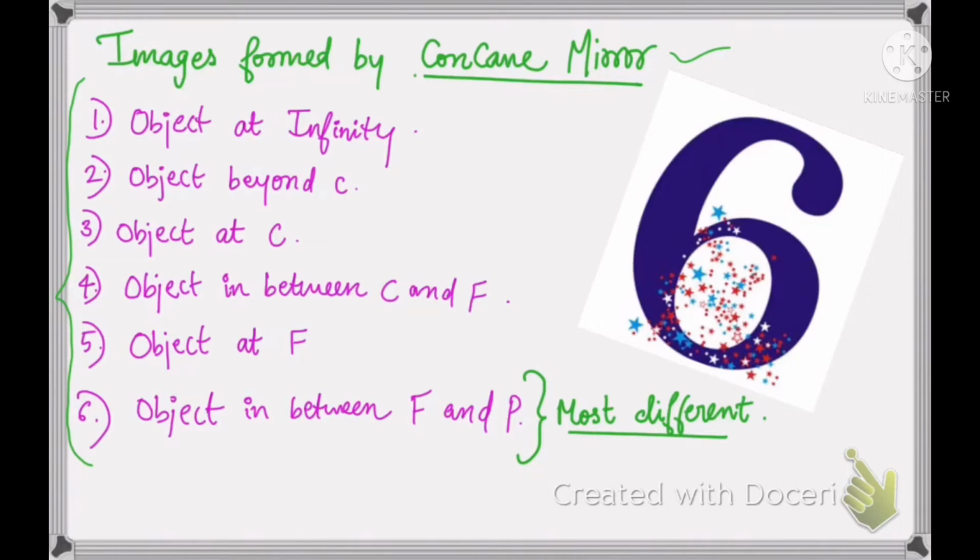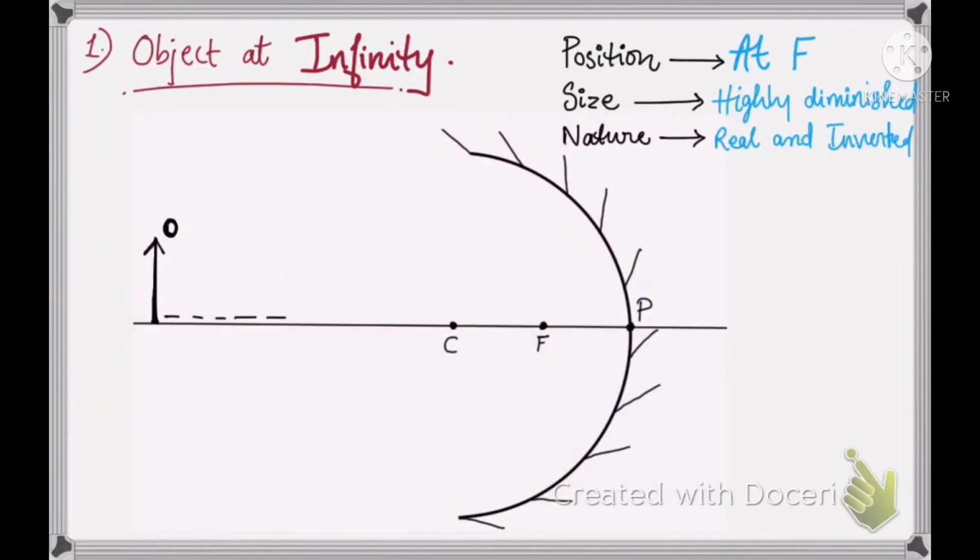The first 5 cases are similar, that means we get a real and inverted image, whereas the last case is different where we get a virtual and erect image when we place the object at different positions. So we are going to look at each of them. Let's begin with object at infinity.